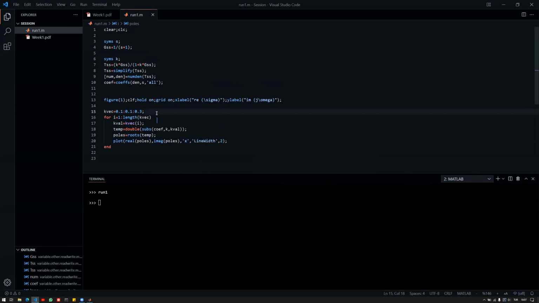Now we have a certain way of plotting it. Let's increase the interval here, and let's see what happens.